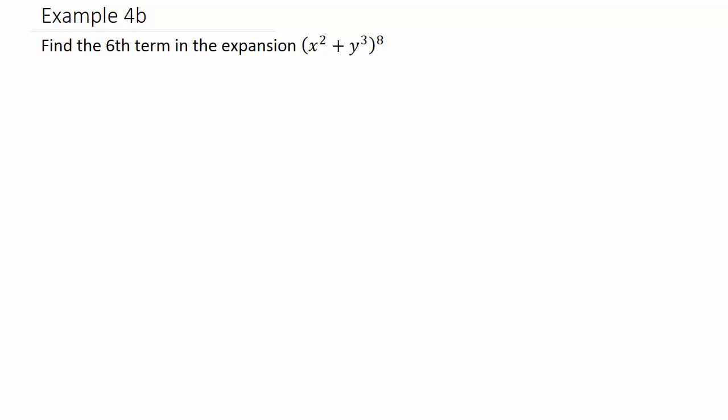Alright, so in this video we're going to find a particular term in a binomial expansion. We just went over the formula and everything, so let's just write that down here again. Remember, to find the r plus first term, that would be combination n choose r times a to the n minus r times b to the r.